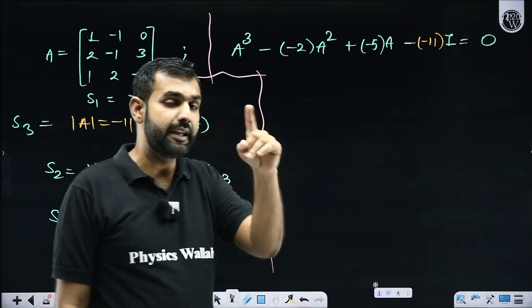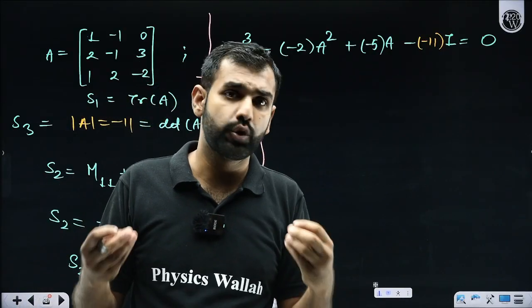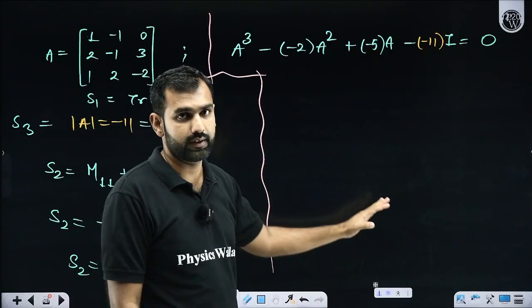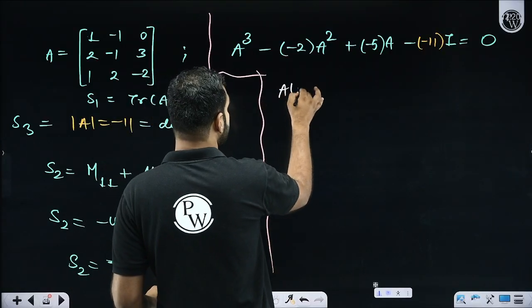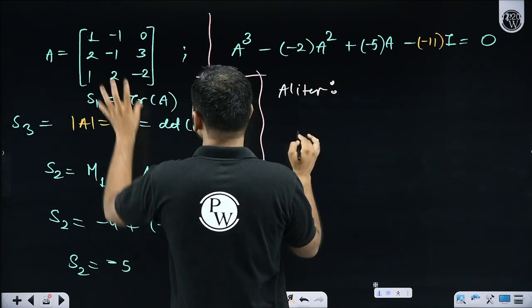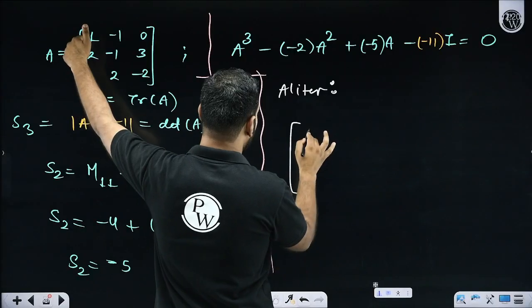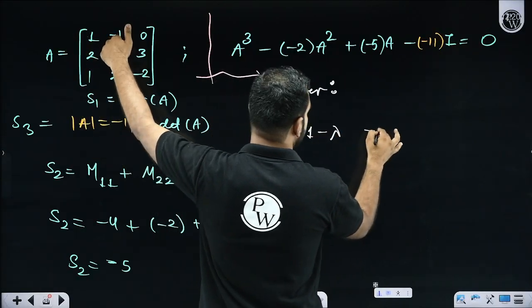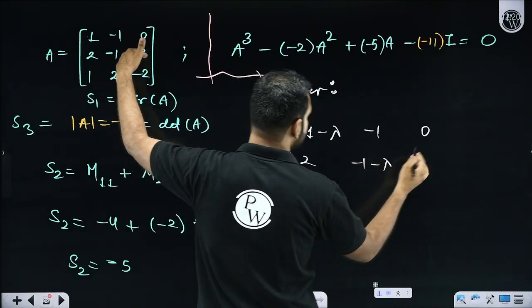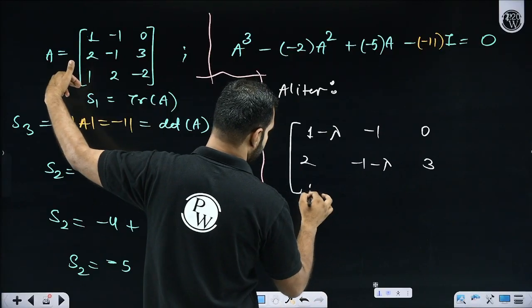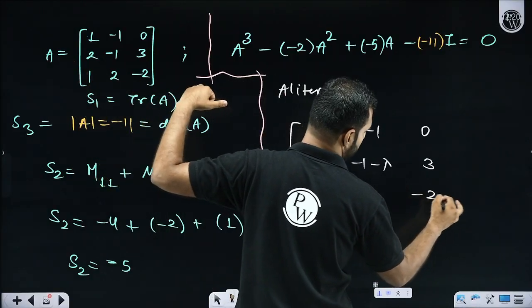The other way could have been A minus lambda I determinant 0. You could do it and then also you could have gotten it. Yes or no? How will you do that? I'll write that all later, that other method as well for you. You will do A minus lambda I. So this is a 1 minus lambda, I, minus 1, 0. Then 2, minus 1 minus lambda, 3. Then this is 1, then this is 2, and this is minus 2 minus lambda.